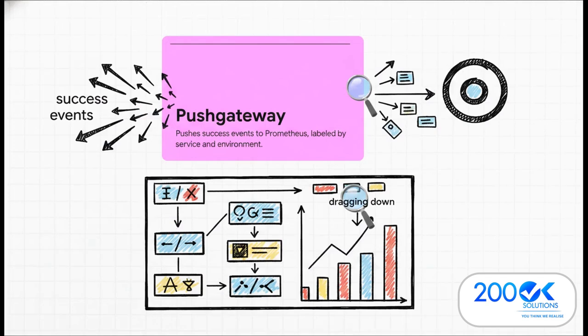Once you capture that verified success status, you're going to push it to Prometheus using a push gateway. But here is the absolute critical detail. You must label these events by service and by environment, not just by the team name. Pushing these tagged success events is literally what empowers your teams to drill down into their Grafana dashboards by specific microservices. It's like a magnifying glass. That is exactly how you spot which specific service is dragging down the whole team's deployment frequency.